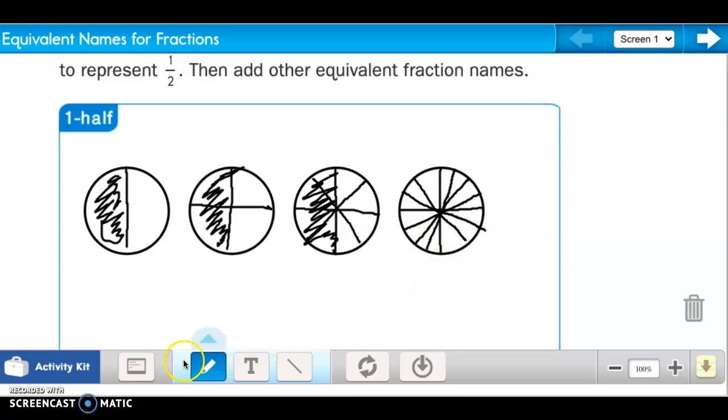Let me erase. I wonder if I could erase that one for a second. I'm not sure. Hold on. How do we erase? Well, Mrs. Watkins messed up on this one. So we're not going to do it like this.